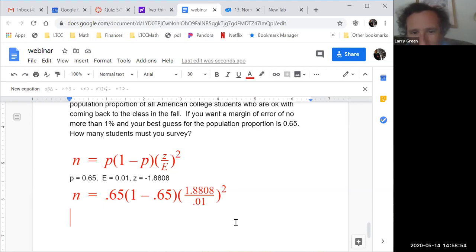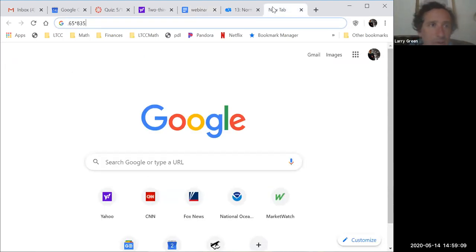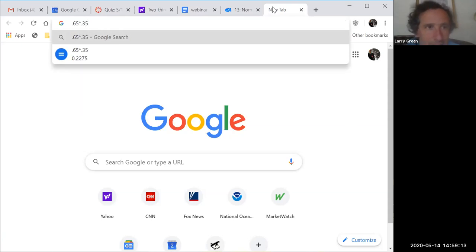That looks like they're off by a decimal place. They'd be normally really far away, but they're not. So maybe I'll pop it in. So 0.65 times 0.35, 1.8808. So 0.65 times 0.35 times 1.8808 divided by 0.01 squared.